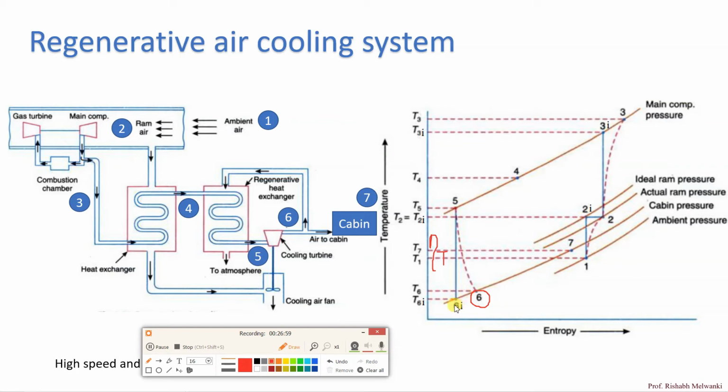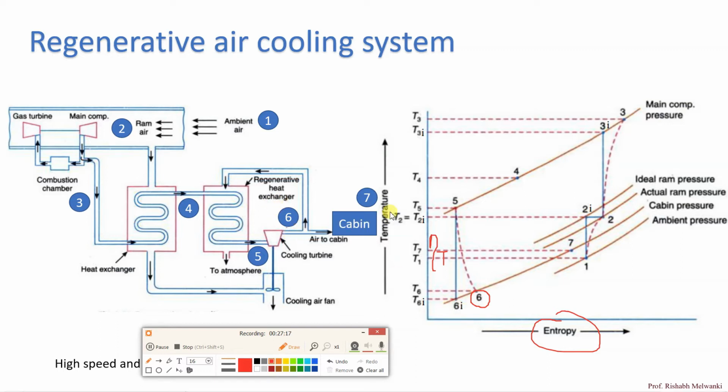Why is that? Because there will be friction in the turbine, and because of friction the temperature increases, heat is added in the air. Also you can see on the x-axis entropy is there, so S6 is greater than S6I, which shows that there is irreversibility in the actual process.